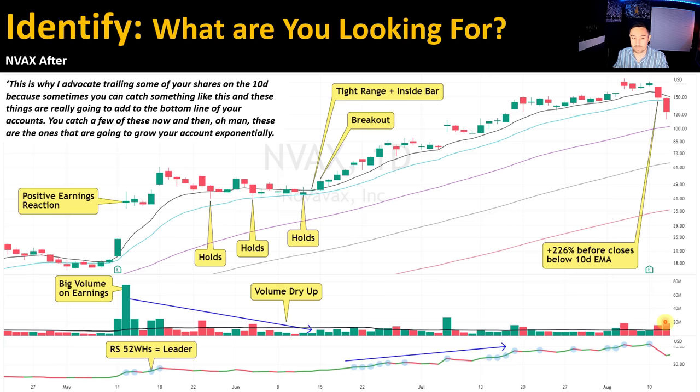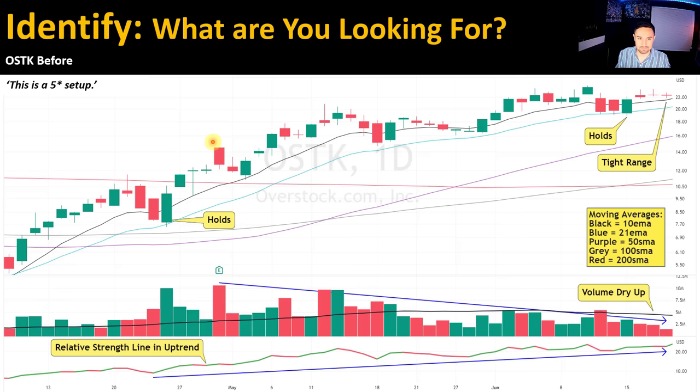So here it is, here's the breakout, here's the trend. And Qullamaggie saying on this stock here, this is why I advocate trailing some of your shares on the 10-day, because sometimes you can catch something like this. So he's talking about this move here where it goes up 226%, something like this. These things are really going to add to the bottom line of your accounts. You catch a few of these now and then, oh man, these are the ones that are going to grow your account exponentially.